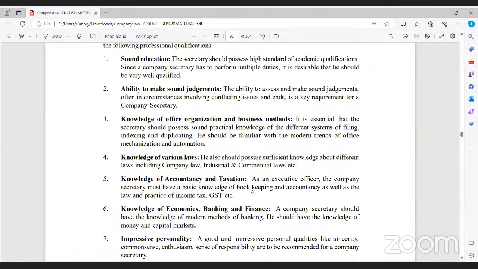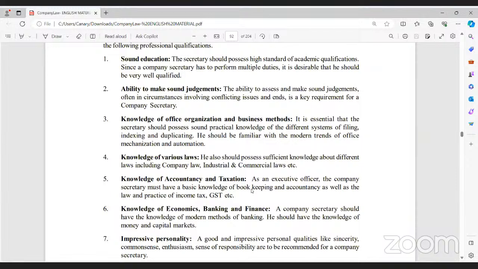So he must have coordinative skills, executing skills, and administrative skills, right? So let us see what professional qualifications he should possess. Sound education means he should possess a high standard of academic qualification, because he has to perform various skilled duties. And he should be well qualified.